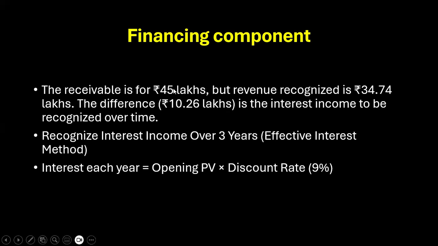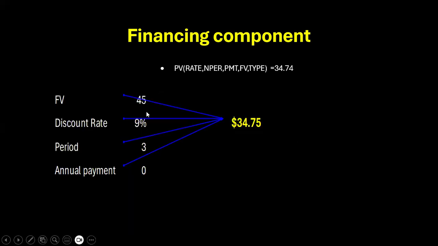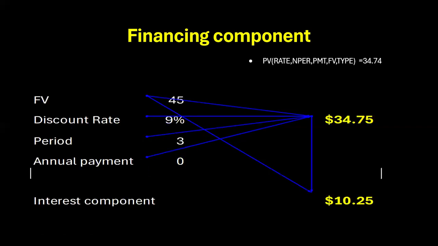The difference between 45 and 34.74, that is 10.26 lakh, will be treated as interest, not as revenue directly. So recognize interest over a period of 3 years and recognize 34.7 lakh as the revenue. So let us observe this. 34.74 lakh is the present value of 45 lakh receivable after 3 years, discounted at 9%. By using the PV table, we can find the present value. The difference between 45 and 34.74 is the interest component.